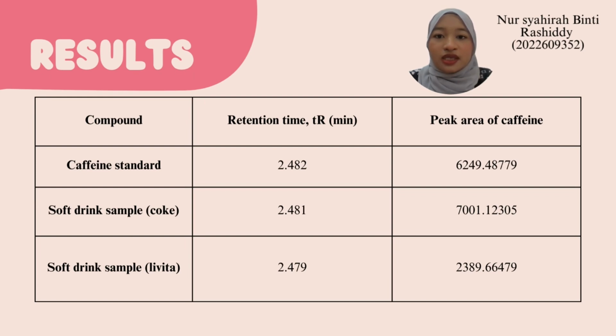Moving on, this is the result that we obtained from the graph. We can see that the retention time for caffeine standard is 2.482, for Coke is 2.481, and for Levita is 2.479. Meanwhile, the peak area of caffeine for caffeine standard is 6249.48779, for Coke is 7001.12305, and lastly for Levita is 2389.66479.